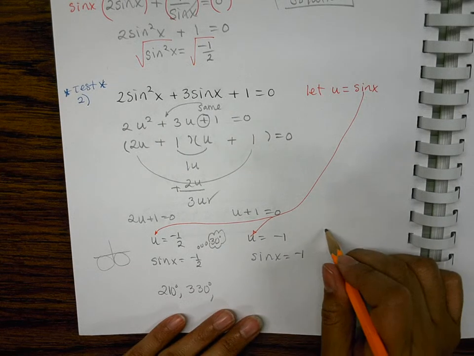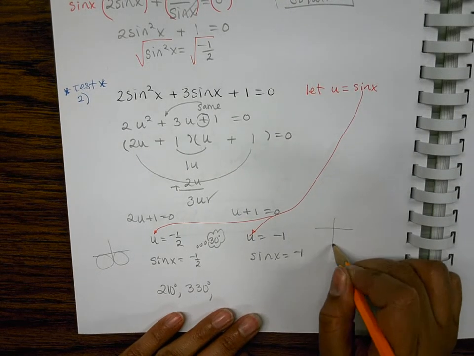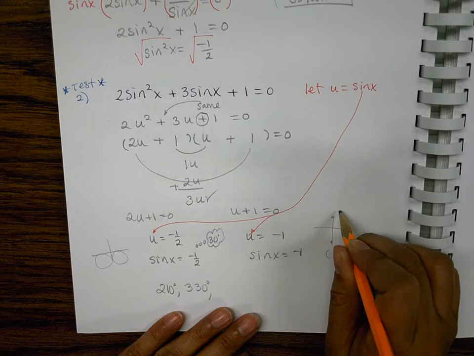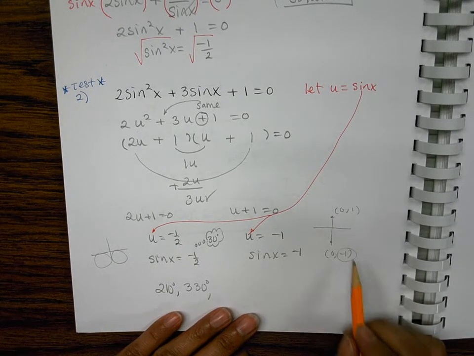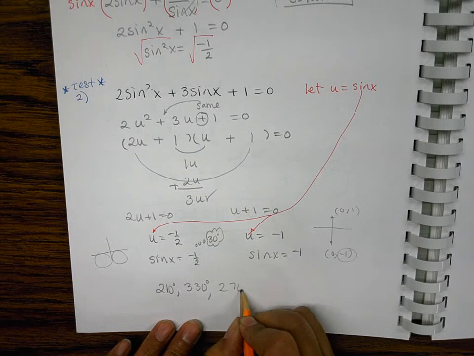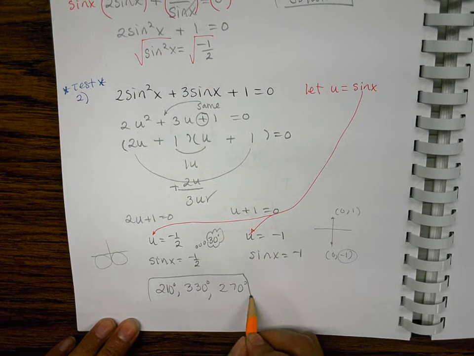Sine of x is negative 1. When is sine negative 1? There's 0, 1, and there's 0, negative 1. It happens at 270 degrees.